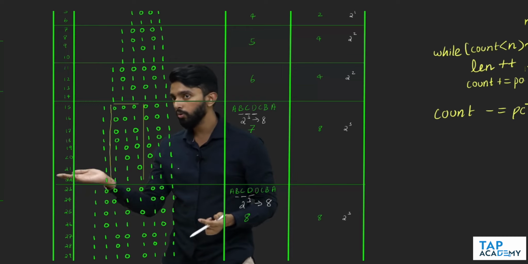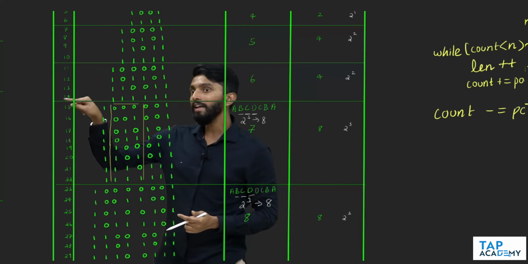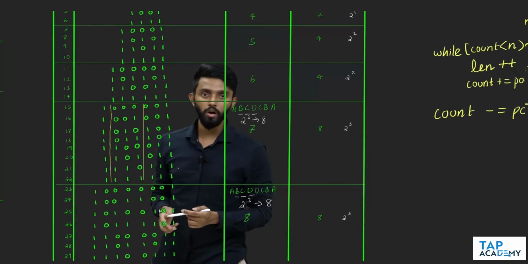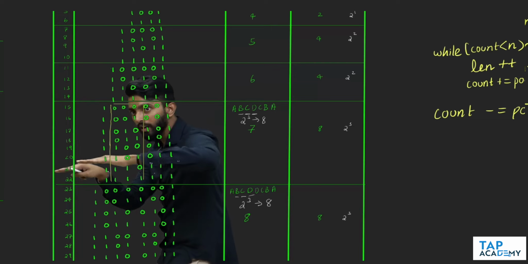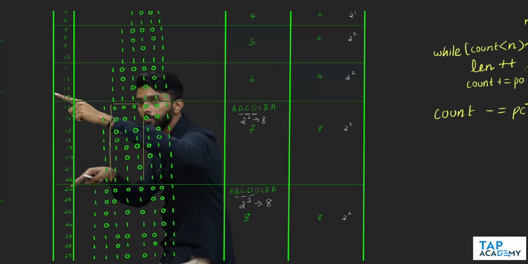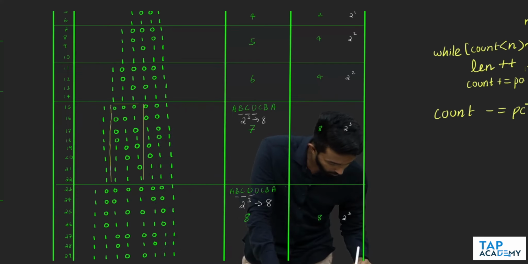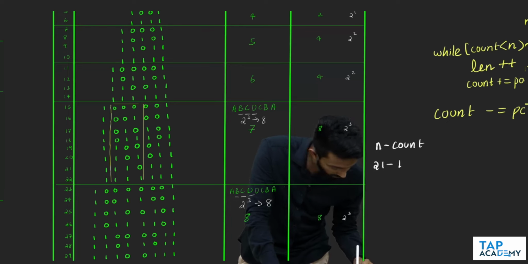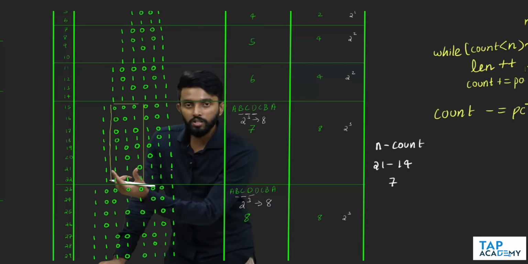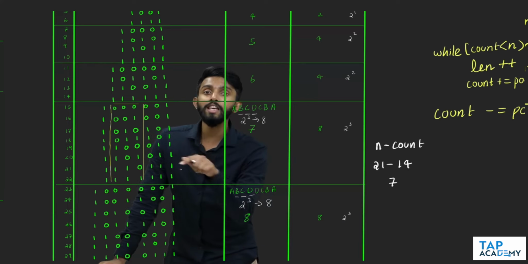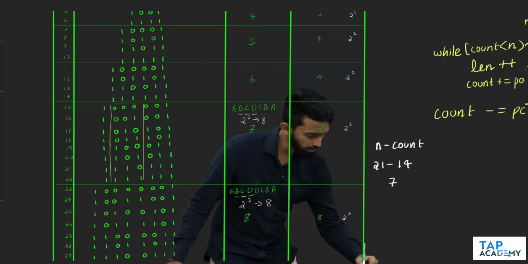So see what I will do. I will do n minus count. Because count means till here you have. You have the n value. You want to know the difference till here. So n minus count, which means n happens to be 21, count happens to be 14. 21 minus 14 is 7. I hope you're able to think. But this is not 7, sir. We want 6. Oh, you want 6? Very simple. Do minus 1.